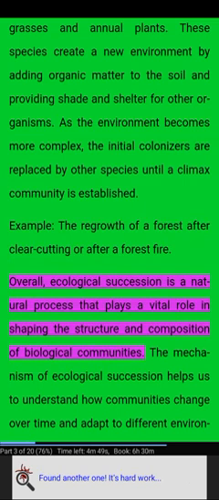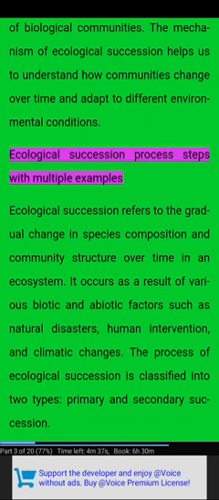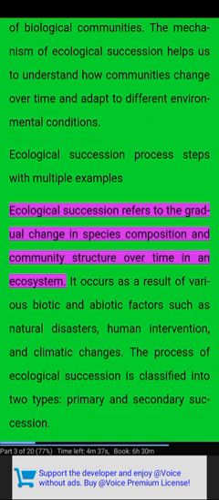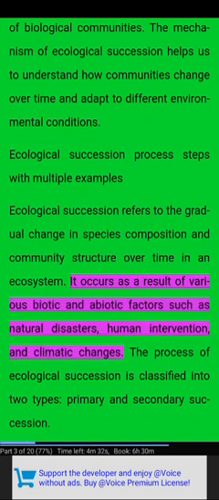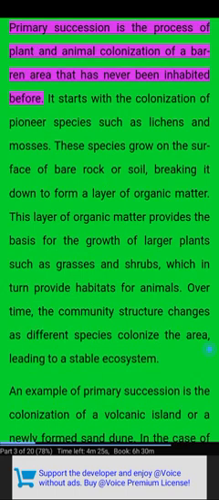Overall, ecological succession is a natural process that plays a vital role in shaping the structure and composition of biological communities. The mechanism of ecological succession helps us to understand how communities change over time and adapt to different environmental conditions. Ecological succession process steps with multiple examples. Ecological succession refers to the gradual change in species composition and community structure over time in an ecosystem. It occurs as a result of various biotic and abiotic factors such as natural disasters, human intervention, and climatic changes. The process of ecological succession is classified into two types: primary and secondary succession. Primary succession is the process of plant and animal colonization of a barren area that has never been inhabited before.